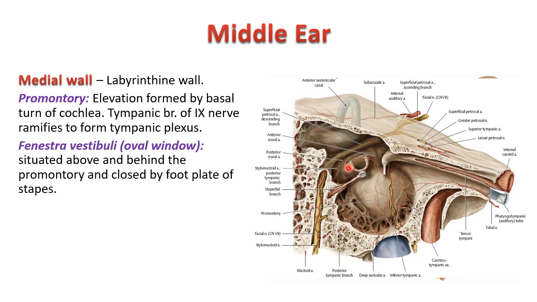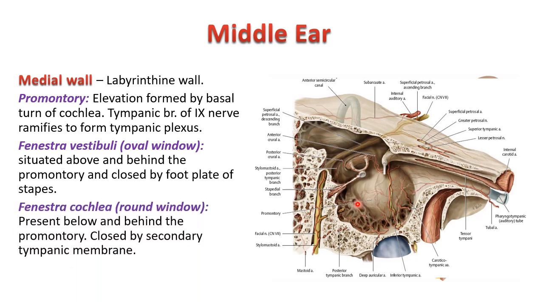Like the fenestra vestibuli, below and behind the promontory you see another opening which is called the fenestra cochlea or the round window, and that is closed by the secondary tympanic membrane.